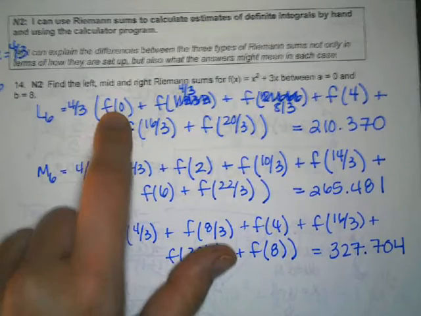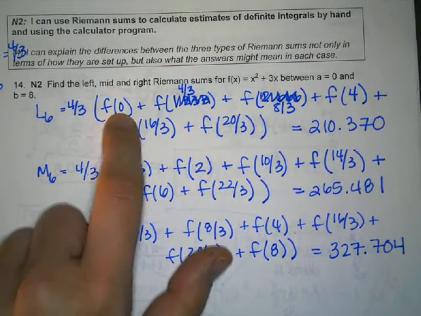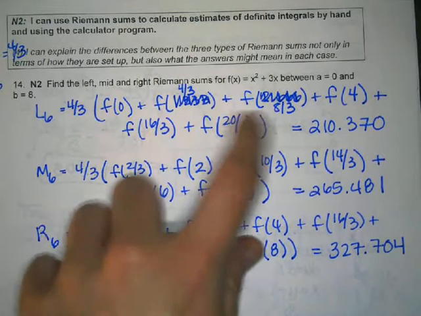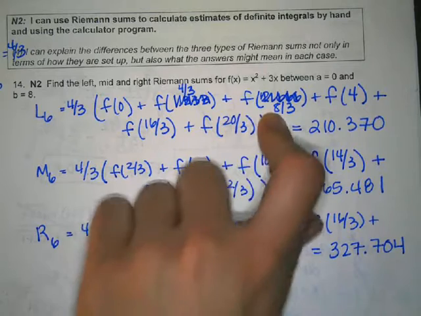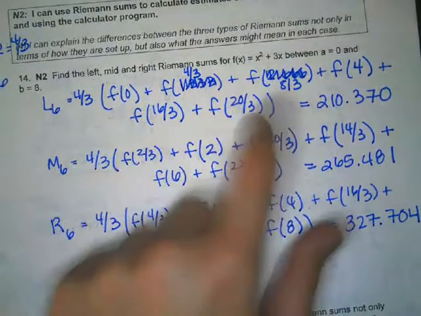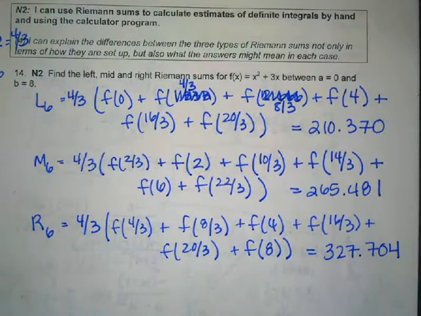And so to find these values, I just started with f of 0, because that's the first x value that I have to plug in. Then added 4/3 to that to get the next one. Then added 4/3 to get the next one. Then added 4/3 to that to get the next one, and so forth and so on. And I have 1, 2, 3, 4, 5, 6 rectangles in each parenthesis.